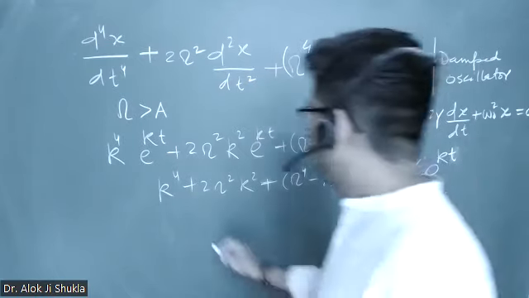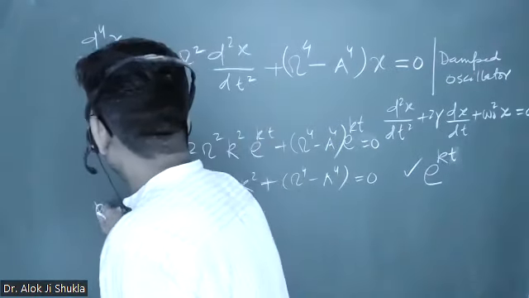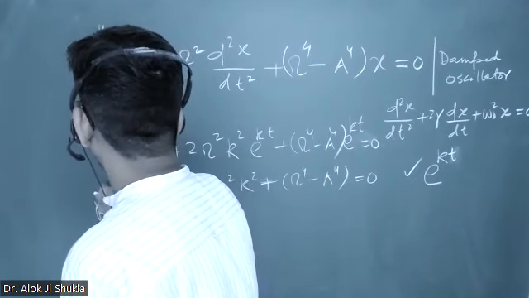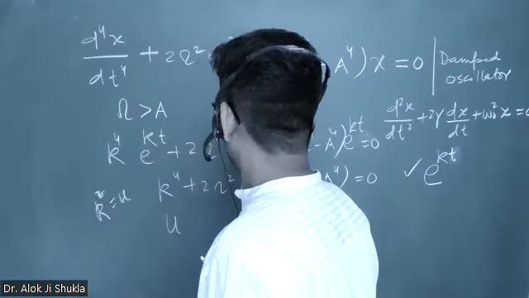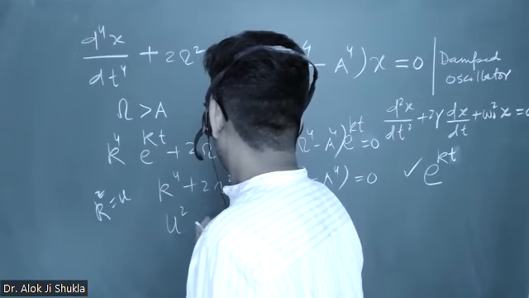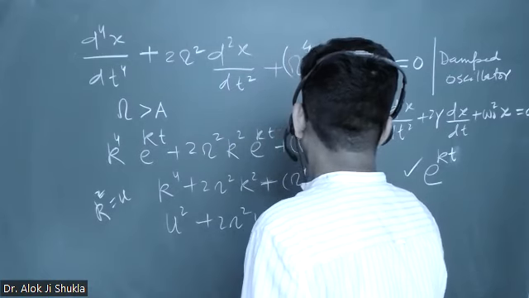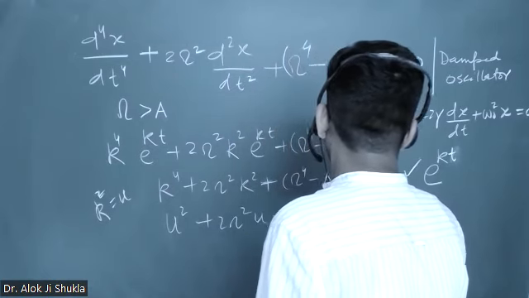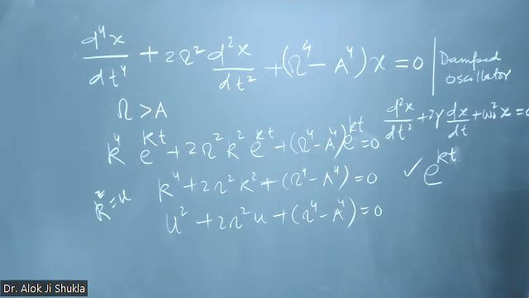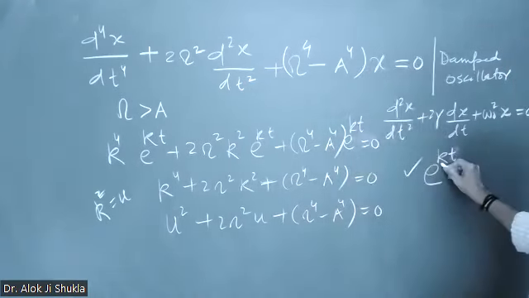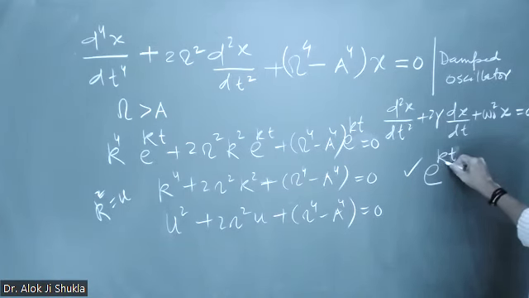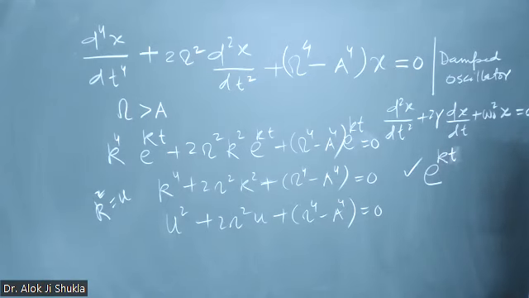For simplicity just put k square is equal to u so that you will start to understand. K square is u, so it will become u to the power 2 plus 2 omega square u plus omega to the power 4 minus a to the power 4 is equal to 0. Now the roots of this equation will tell you about the solution. See, whether k is imaginary or k is real, our solutions will come accordingly. Yes or no? Yes, sir.